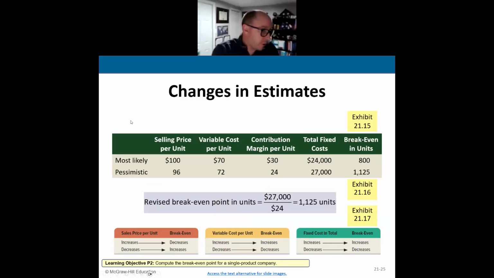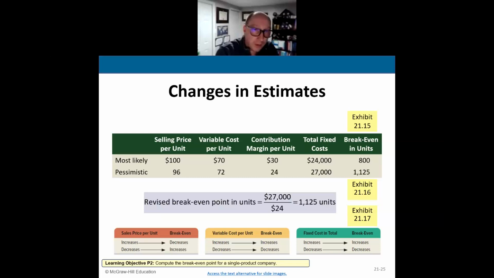It's also important to understand what happens when we change the sale price. That means that my break-even point also changes, right? Of course it does. I used to sell it at $100. Now I sell it at $96. My variable costs used to be $70. Now they're $72. What does that mean? Well, it means the break-even point changes.